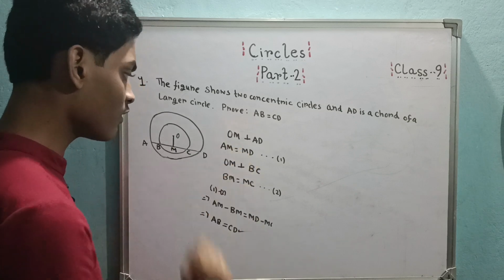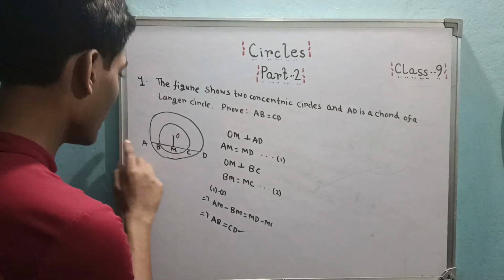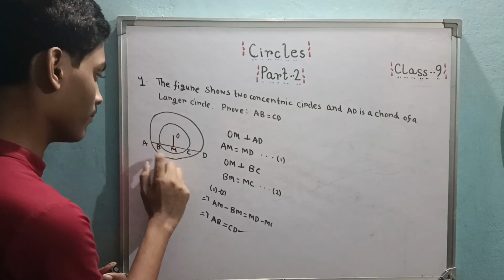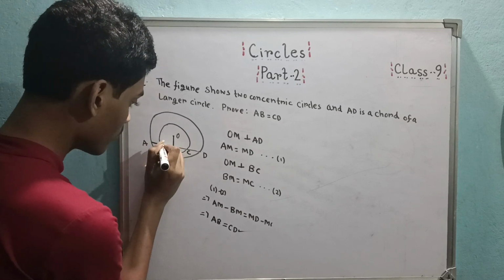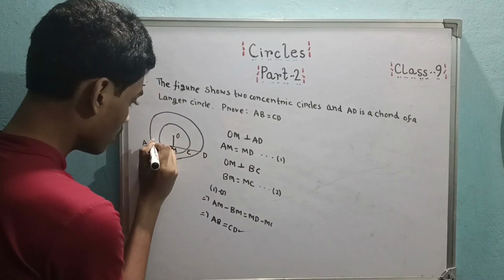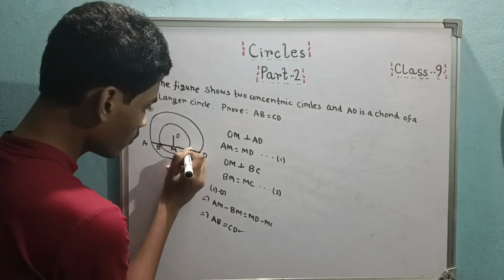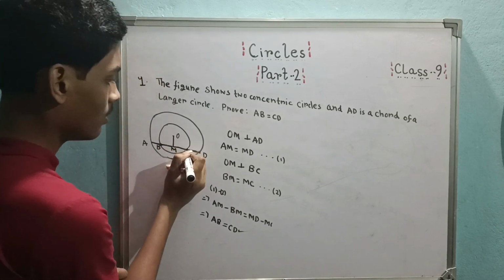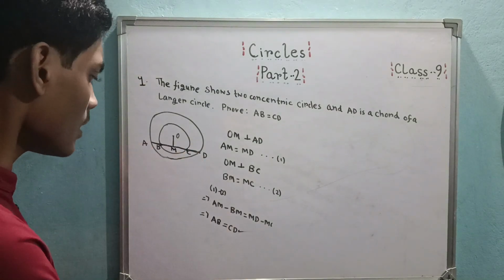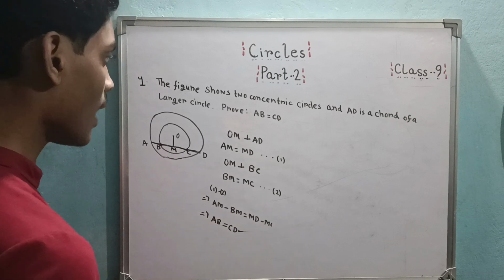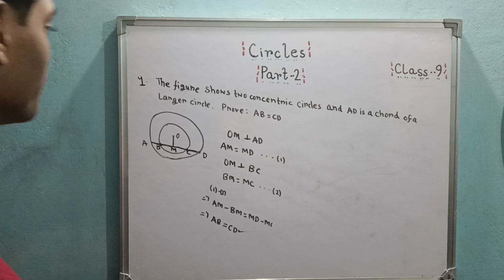Then AM minus BM equals MD minus MC. Now from AM, you remove BM, then you have AB remaining. Similarly from MD, you remove MC, then you have CD remaining. That's it. AM minus BM is AB, MD minus MC is CD. We have to find AB equal to CD. Easy question.